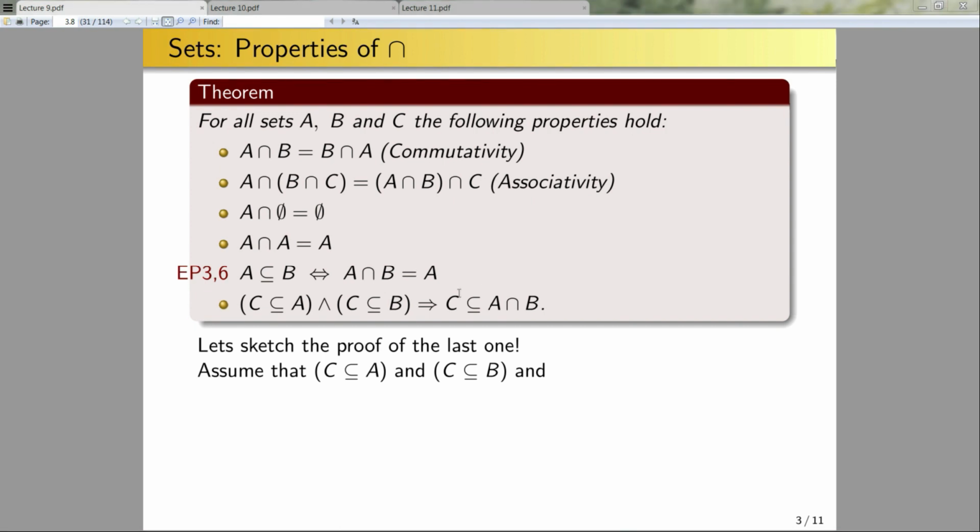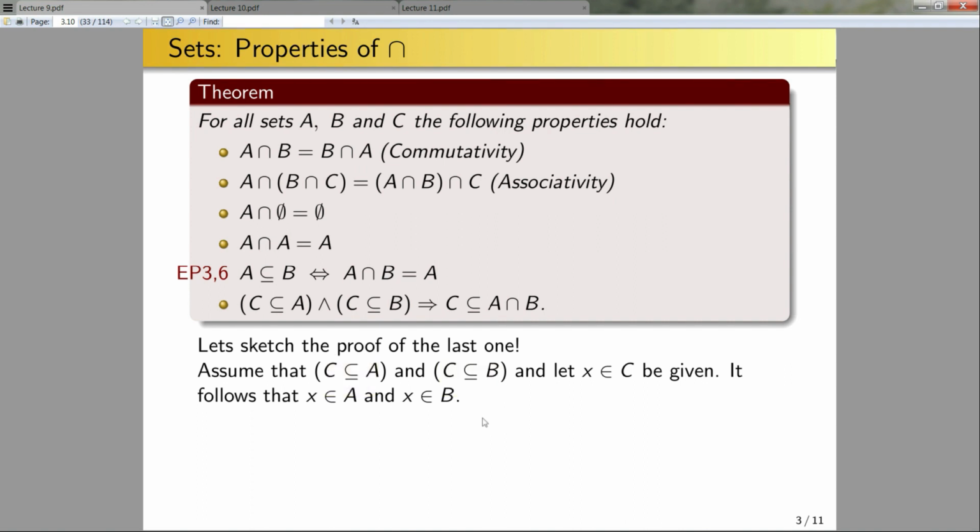So now I ultimately want to show that C is a subset of A intersect B. So I'm going to do that by showing that any element in C also has to be in A intersect B. So to do this, we first start by saying, let X in C be given. So now, since X is in C, what do I know about it? Well, explicitly, it follows that X has to be an element of A, because C is a subset of A, and X has to be an element of B, because C is a subset of B.